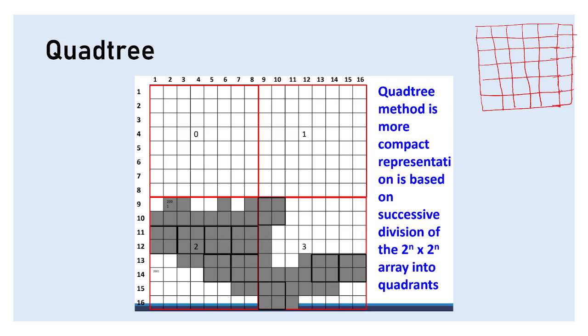Now what we do in the quad tree technique is divide the image into quadrants. We will divide this entire image into 4 quadrants. If you are familiar with graphs, you know that a graph has 4 quadrants. Such 4 quadrants we are building over here, numbered 0, 1, 2, 3.